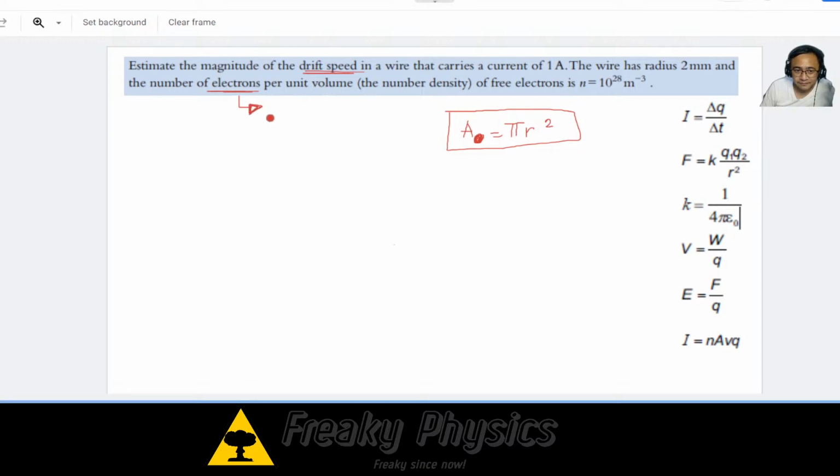Is it not the elementary charge? It is. So that should be E, right? So I'll just put the value in, 1.6.